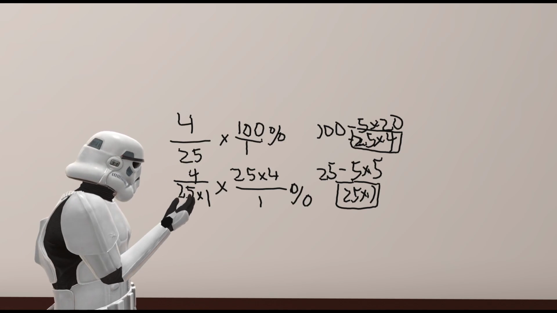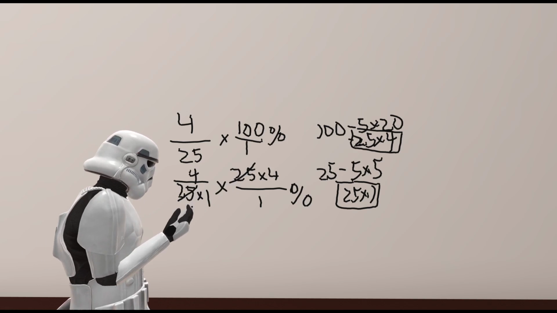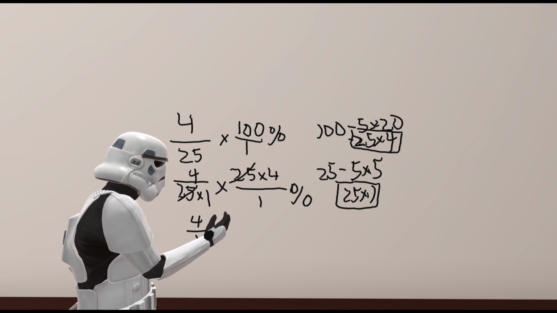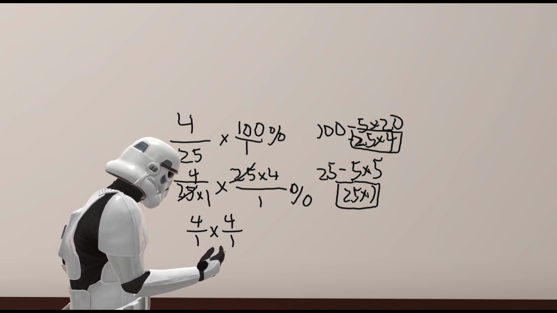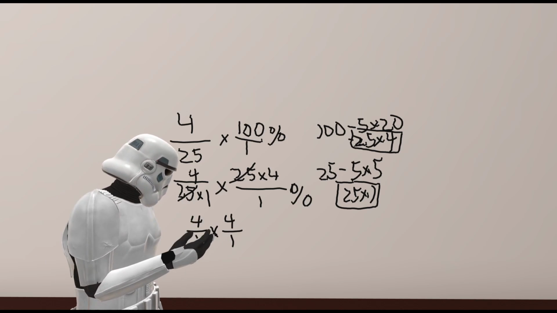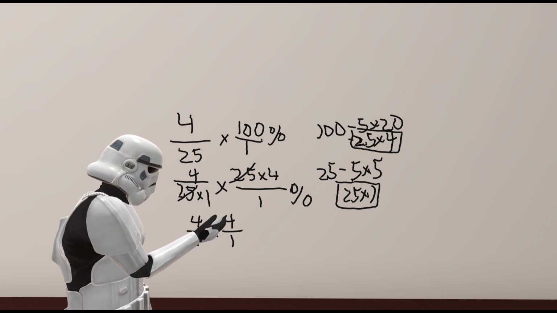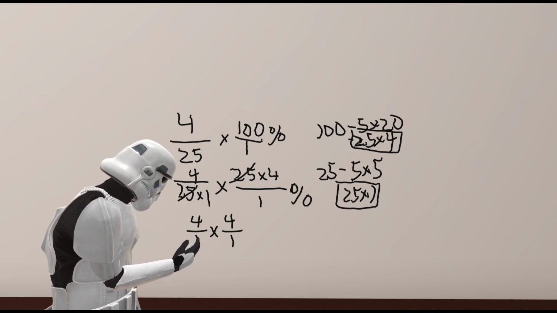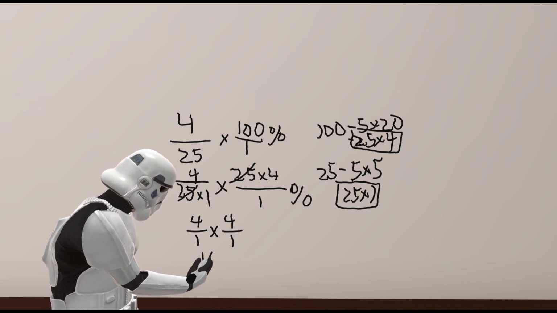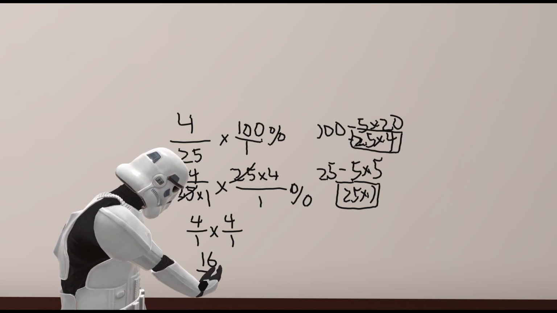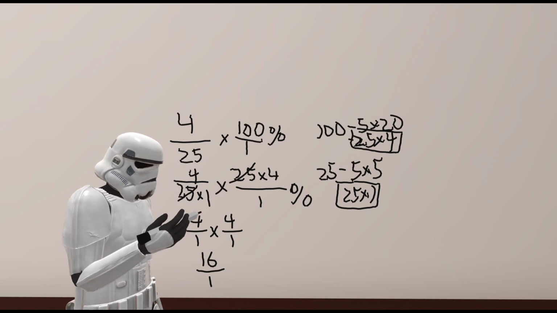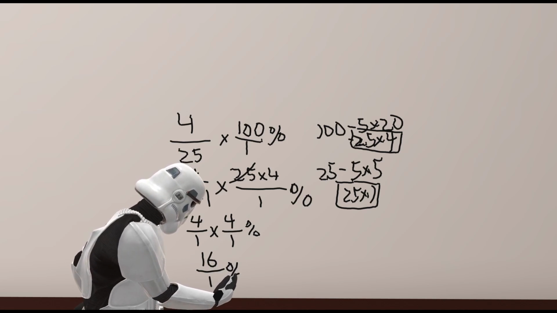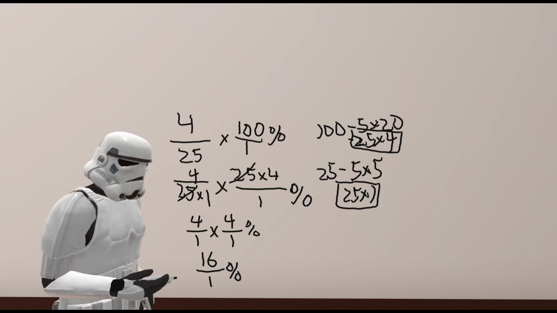So now our 25s will cancel out, and we're left with 4 over 1 times 4 over 1. Now when we're multiplying fractions, we multiply the tops together and the bottoms together. So this is just equal to 4 times 4, which is 16, and 1 times 1 is 1. Oh, we've forgotten the percentage sign. Make sure you keep that percent sign in. So the answer is just going to be 16%.